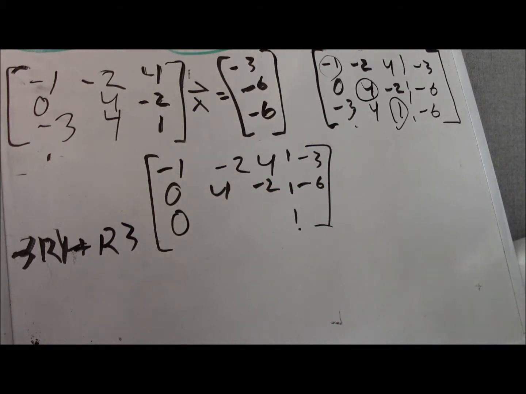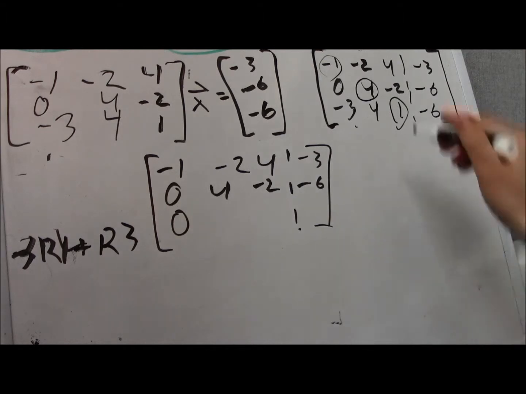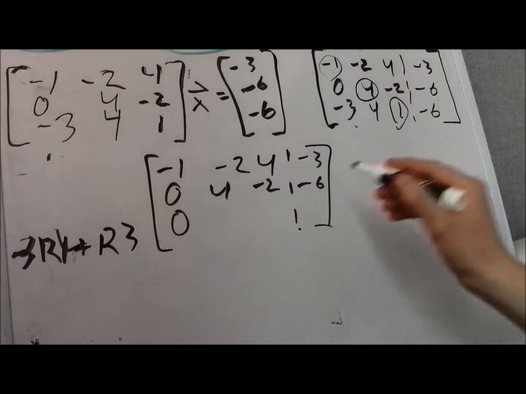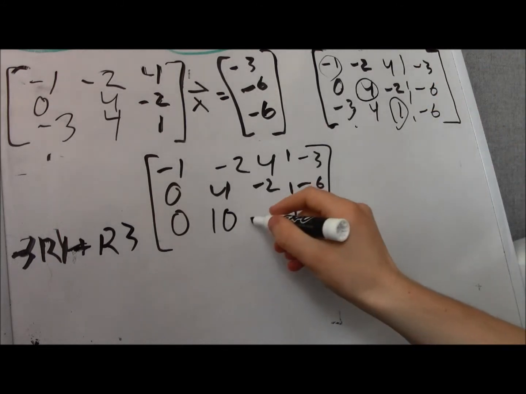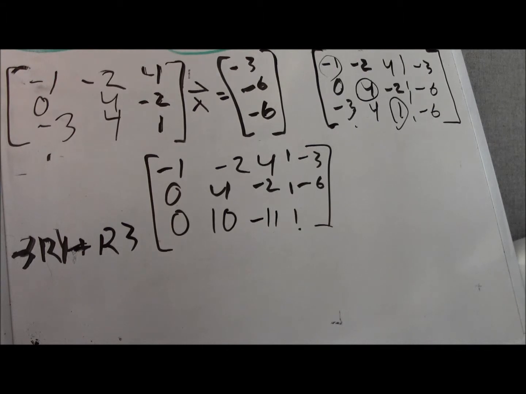We got to do the same thing to the rest of the row. So 6 plus 4, and we have -12 plus 1, and then we have 9 minus 6. That's 3.